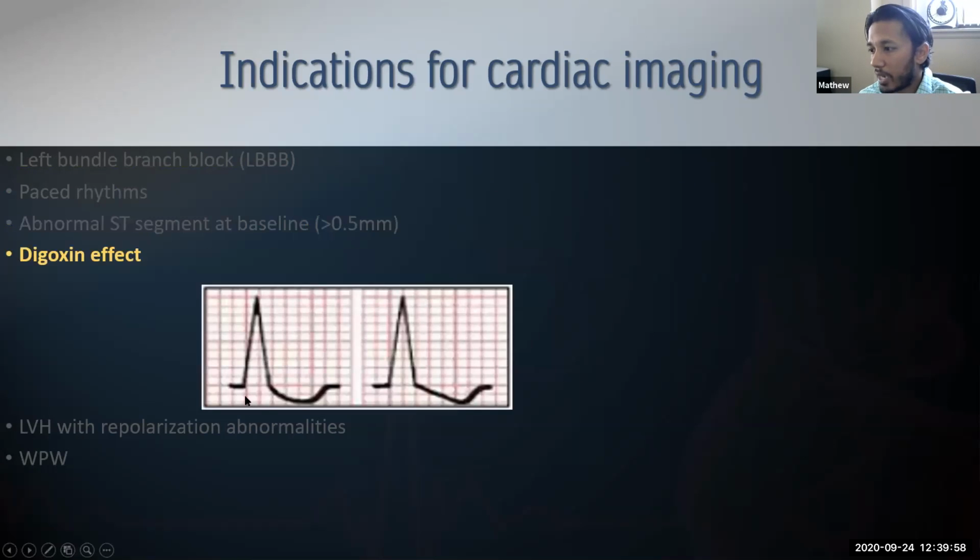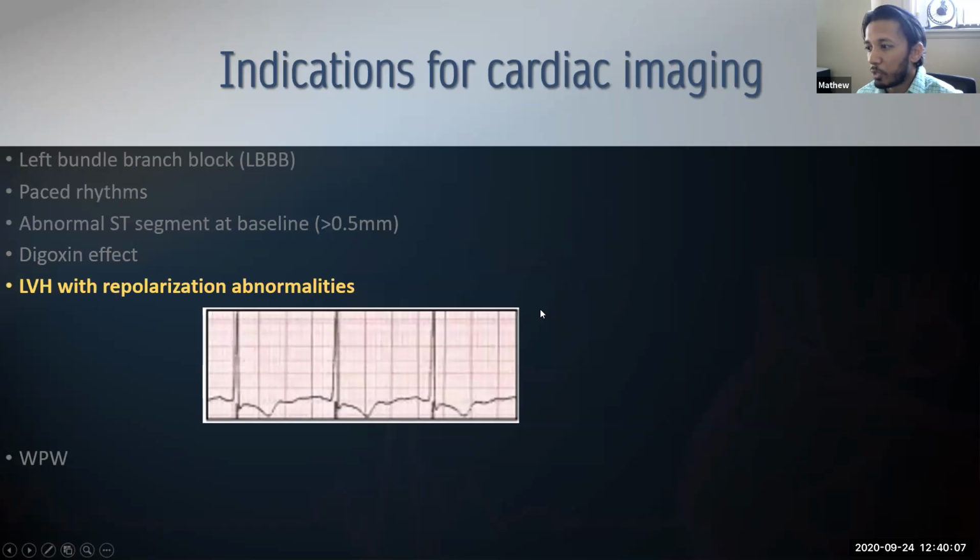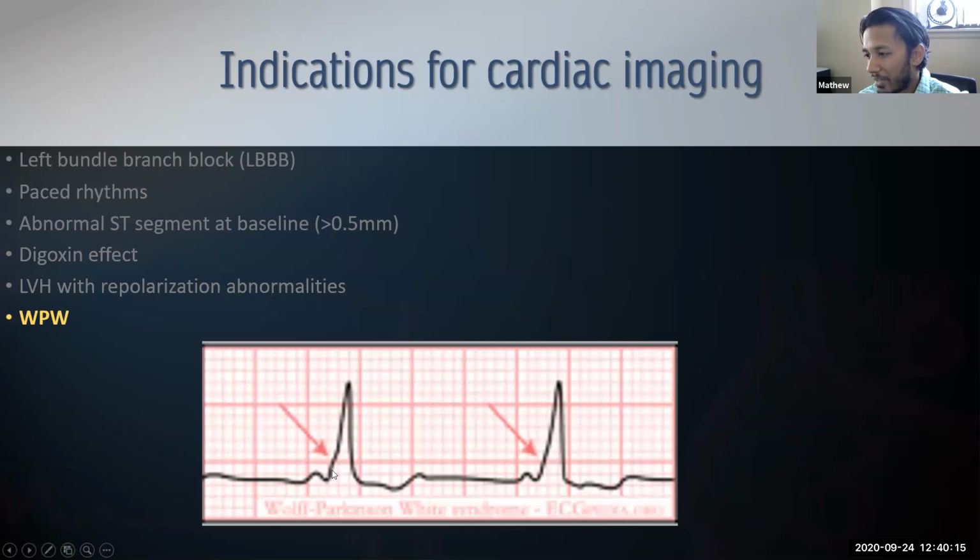That digoxin effect, that mustache sign, the sailboat: here's the boat, and then the sail is the R wave, if you can see that. LVH with repolarization abnormalities, meaning that you have this J point potentially change with some inversions as well. And then Wolff-Parkinson-White, where you have that slurring up of the R wave.